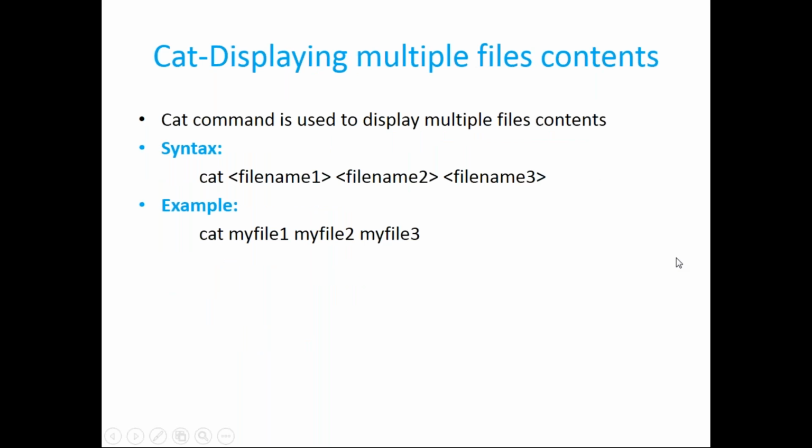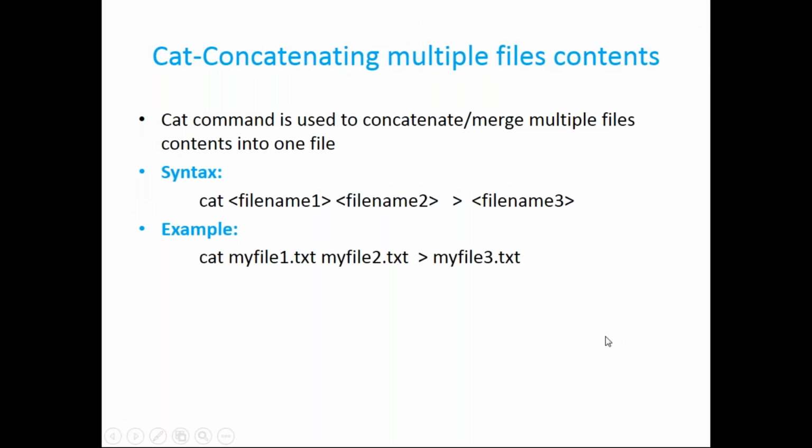So the next option could be you can even display multiple files by using cat, by using my file 1, my file 2, my file 3. Even you can concatenate multiple files like this. Concatenate in the sense you can merge multiple files into a single file like this.